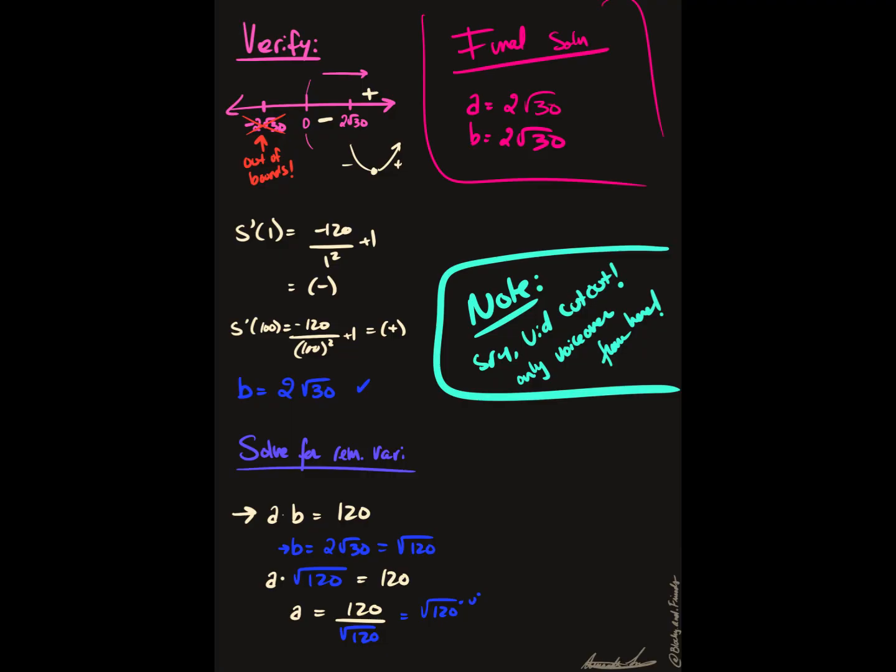And then the final answer is going to be, I'll put it in, I don't know, hot pink. A equals 2 root 30. B equals 2 root 30. Pop that in. Easy. This is more or less how I would organize it. I'd space it out a little bit more. Obviously, I'm writing kind of big so you guys can see, but yeah, it's not hard. Y'all got this.